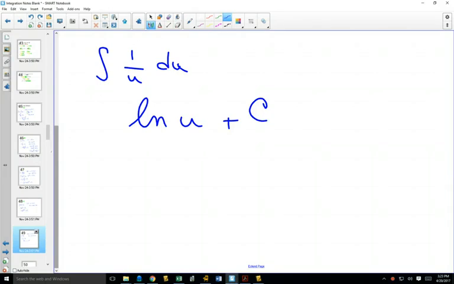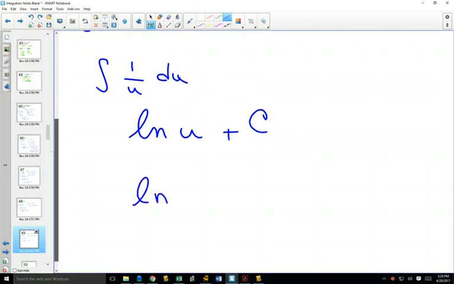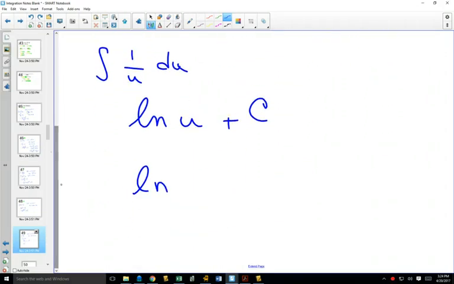And now we can substitute back. So this one is ln of, what was our yellow? x cubed minus 5x, plus c.